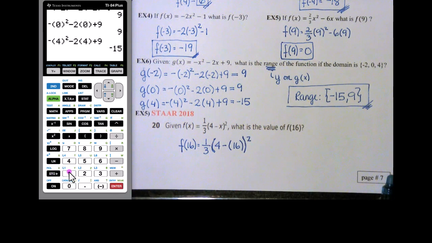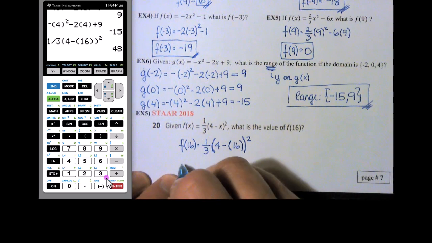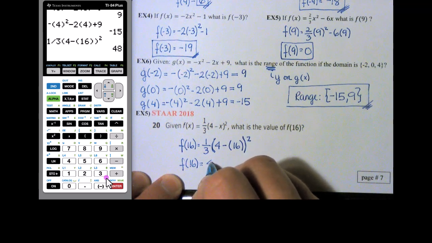Now we're going to go to the calculator. 1 divided by 3, parenthesis 4, minus open parenthesis 16. Okay, I'm going to close the parenthesis again, and then I'm going to raise to the square. So if you notice, that's exactly what's on my paper. I press enter, and voila, that's my answer. F of 16 equals 48.